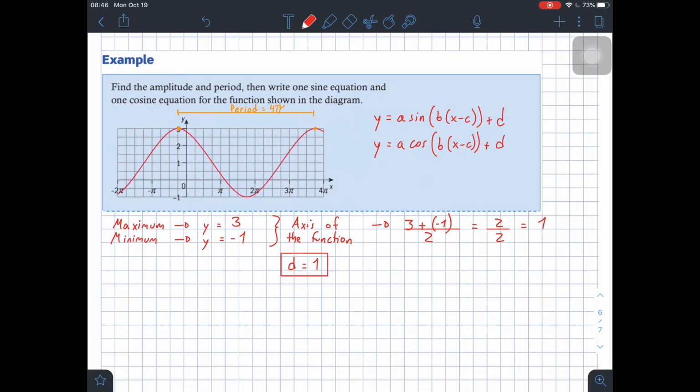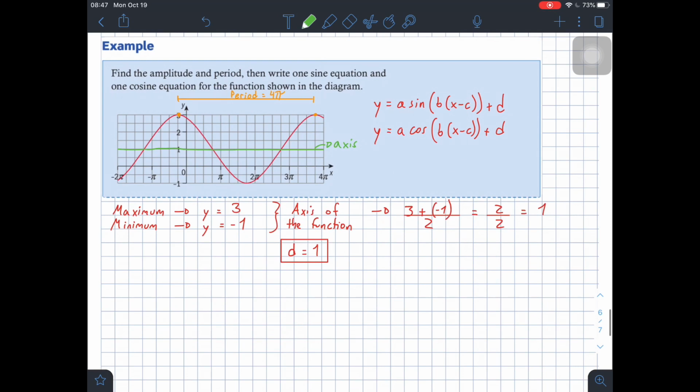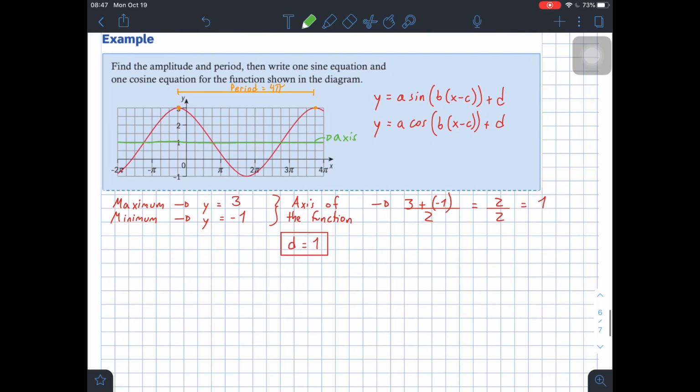So now that we know the value of the axis, we can mark this right here using green. It doesn't mark well, so I'm going to try to do a straight line here. There. Okay, so this is the axis of the function. And now that we know the axis, we can easily calculate, for example, the amplitude, right?